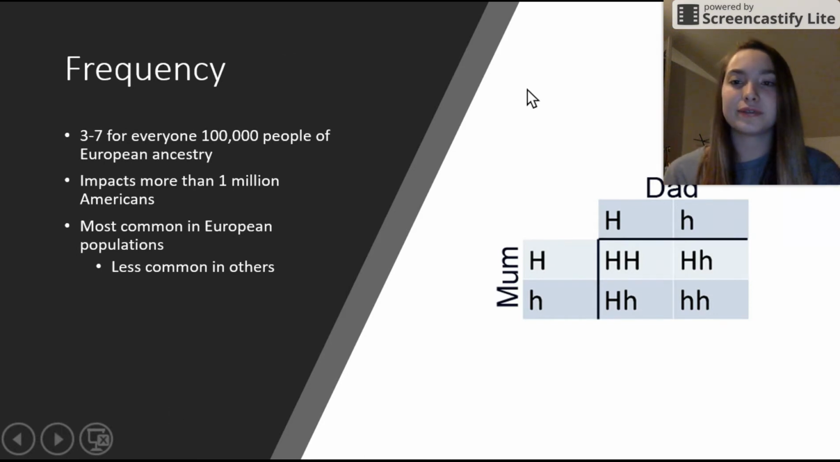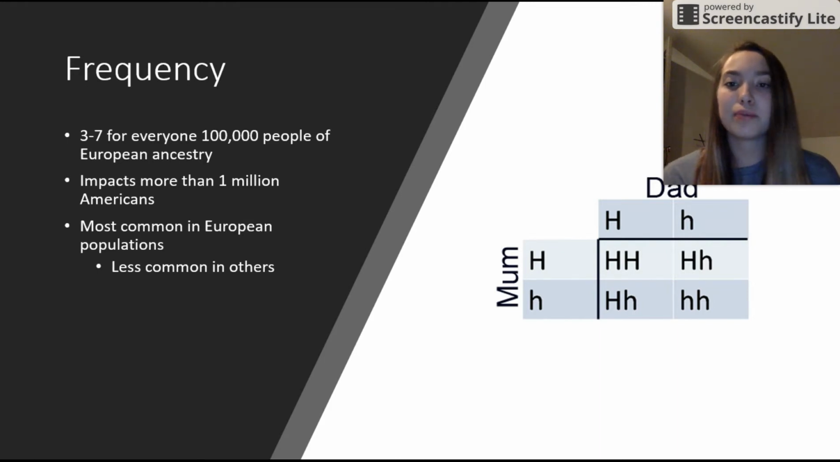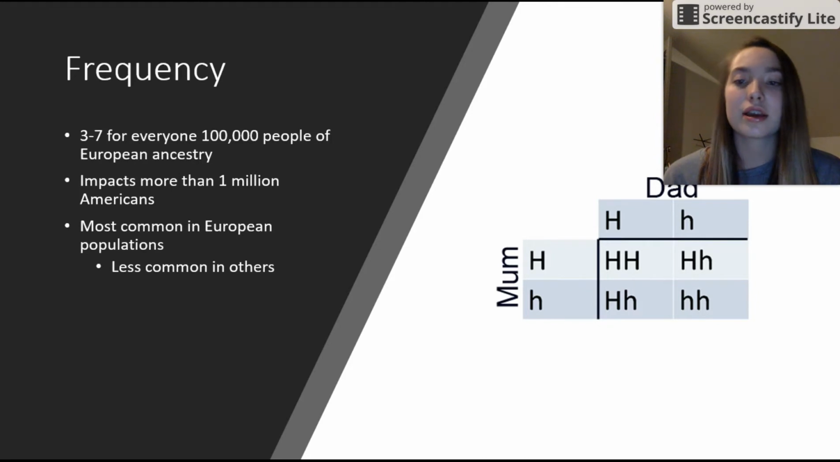Huntington's disease is found in every 3 to 7 people for every 100,000 people of European ancestry. It impacts more than 1 million Americans. It is most common in European populations and less common in others, but it can still be found in other populations and ethnicities.